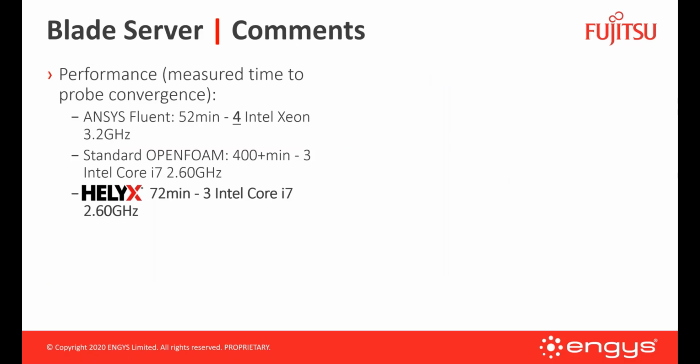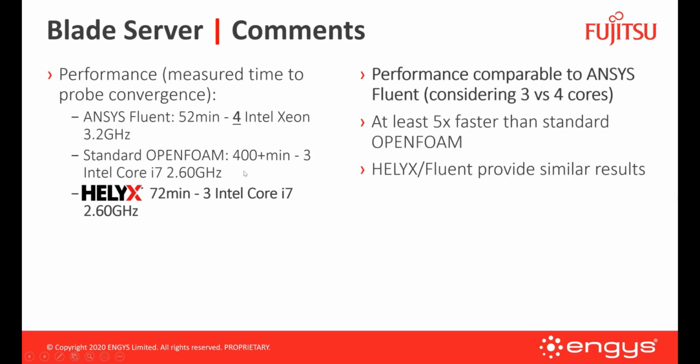In terms of performance, Fluent ran for 52 minutes on 4 Intel Xeon processors. OpenFOAM ran for greater than 400 minutes on 3 Intel Core i7s, and HELYX ran for 72 minutes on 3 Intel Core i7s. So these two used the same processor. The performance was comparable to ANSYS Fluent, considering the 3 versus 4. So ANSYS was run on 4 cores, whereas OpenFOAM and HELYX were both run on 3 cores.